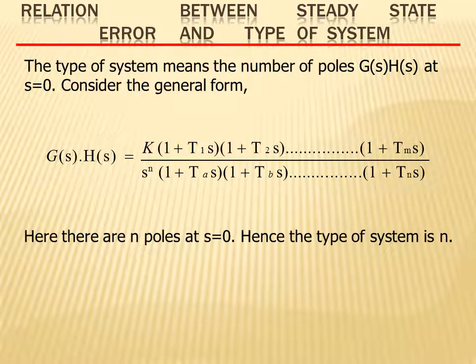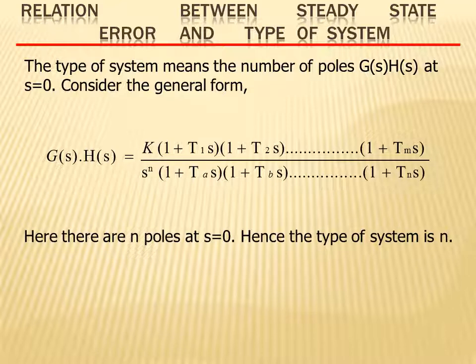Hello students, in the last lecture we have seen steady state error. In this lecture we are going to see the relation between steady state error and the type of system. That is, for various types of system, type 0, type 1, type 2, how the steady state error can be written for the three types of input, that is step input, ramp input and parabolic input.